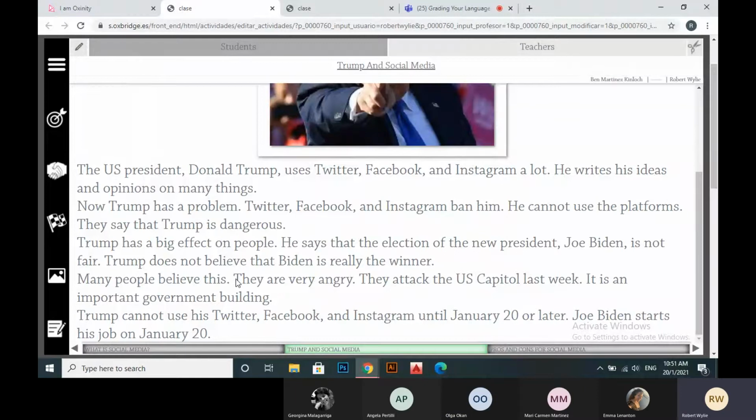Many people believe this. Full stop. They are very angry. Here it should be "they attacked". So we can change that now. They attacked the US Capitol last week. It is an important government building. Super simple sentences, and you're still getting your point across, and the students are going to understand it.